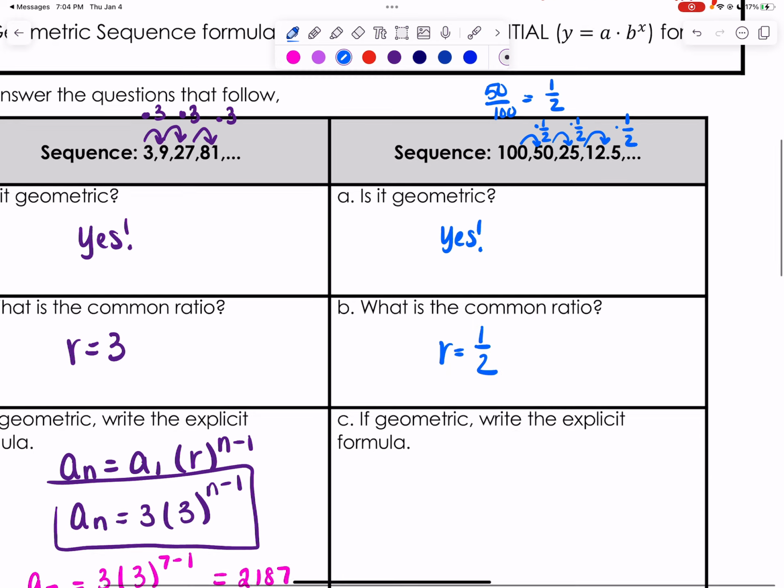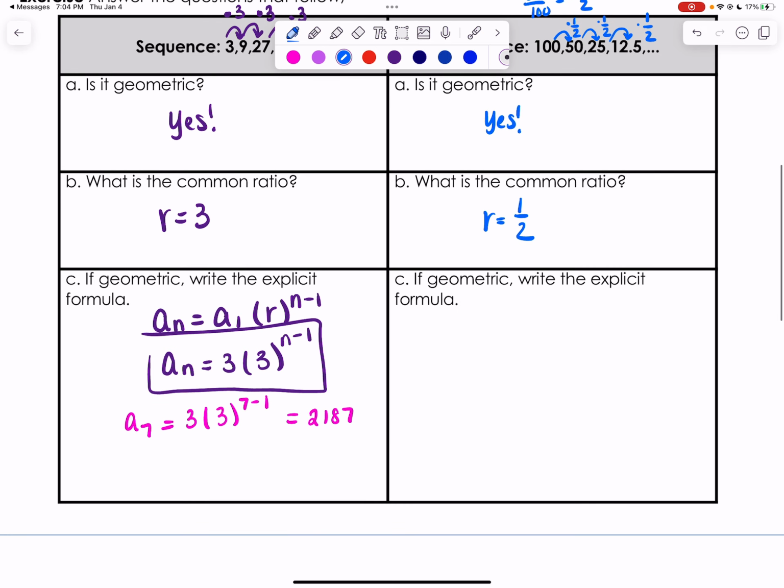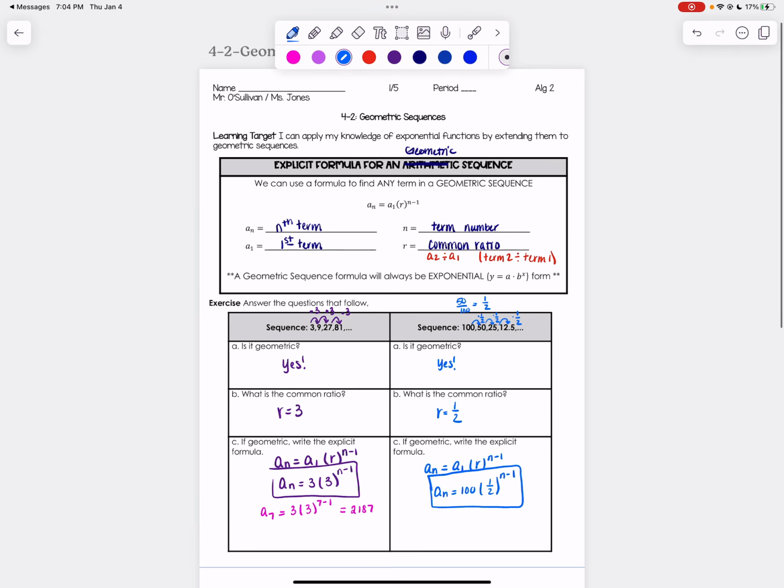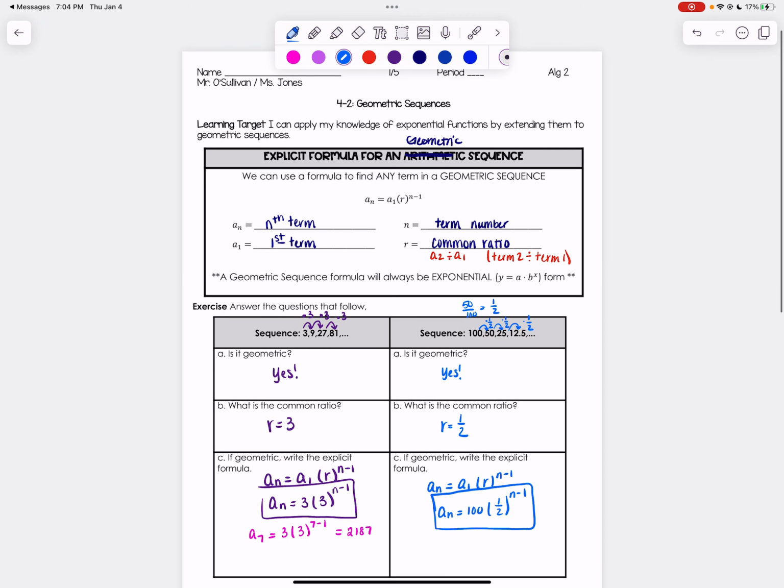So now for part C, if I want to write my explicit formula, I just do this. A sub n equals a sub 1 times r to the n minus 1. And now I do my substitutions. My first term is 100. My common ratio is 1/2. And then I have my n minus 1. And that would be our final answer. So that is what you need to know about geometric sequences.